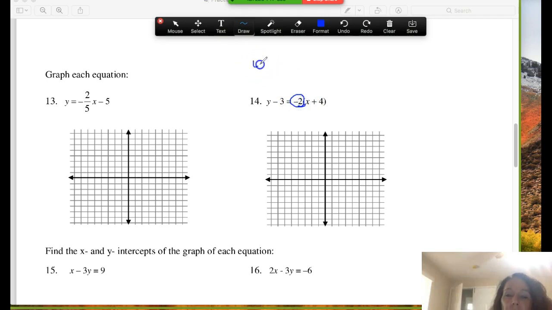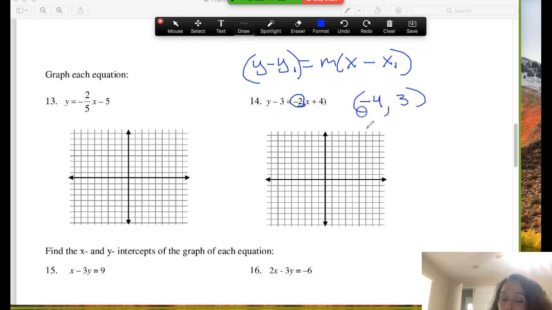This is in point slope form, y minus y1 equals your slope times x minus x1. Because you're in point slope form, you can graph this way. Get your point. It's the opposite of this, opposite of this. So my point would be -4, +3.